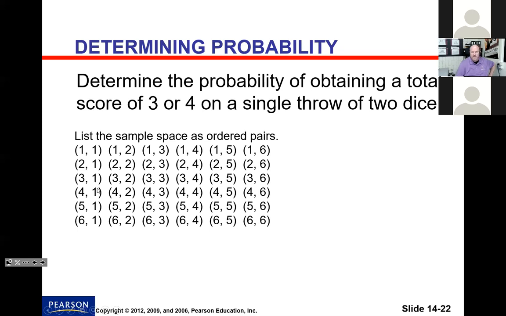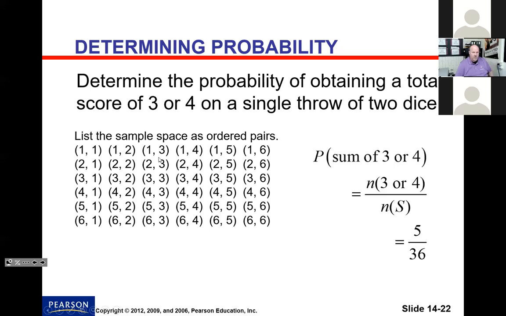Five. There is five, correct. So this 2-1 and this 1-2, those both equal 3. 3-1, 2-2, and 1-3, those equal 4, right? So our total then is 5 out of 36. That's theoretical, we didn't actually have to roll the dice at all. That's purely based on theoretical.